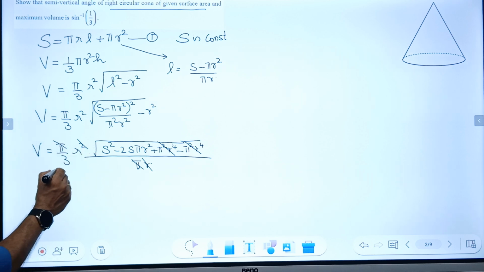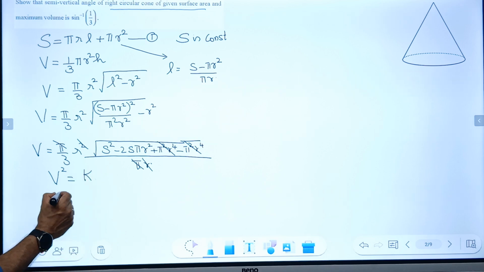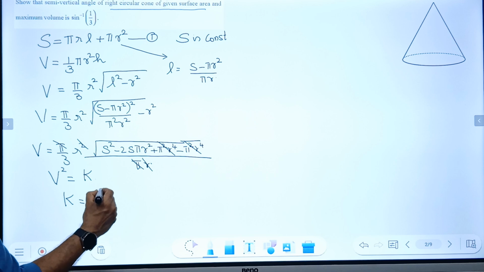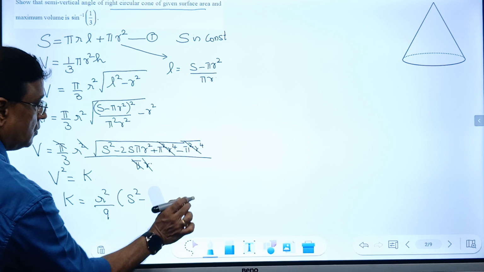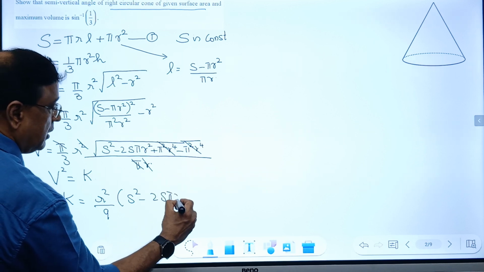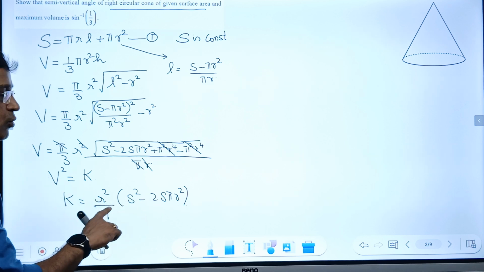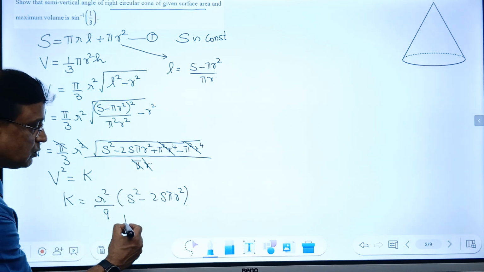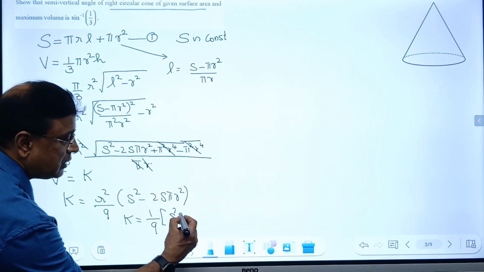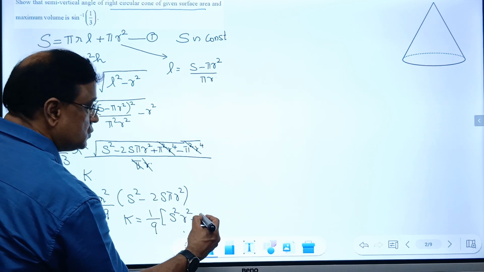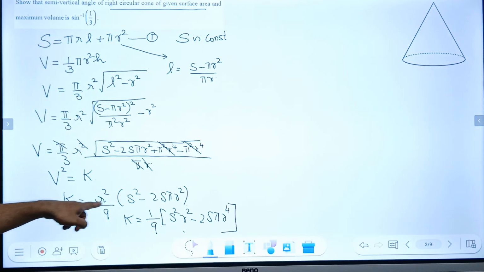So what I do, as usual, like the previous video I have shown, I take V square as K and I'll write what K is. What is K? r square by 9 into S square minus 2S pi r square. Okay, now I can differentiate, but it's better to open the bracket so that you can avoid product rule. So what is K equal to? 1 by 9 into S square r square minus 2S pi r power 4. I just opened the bracket.